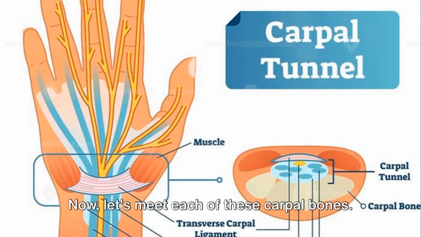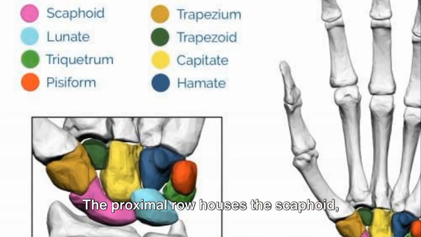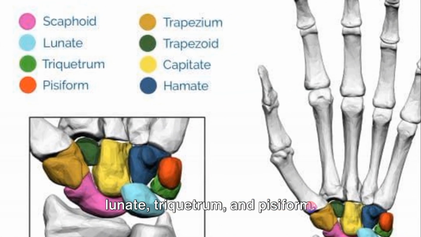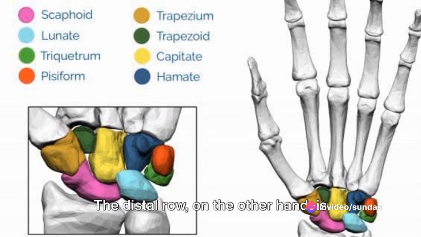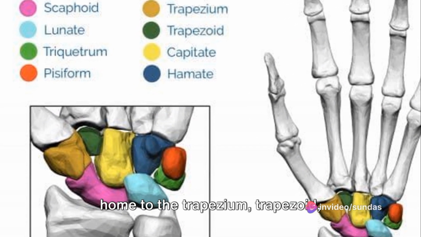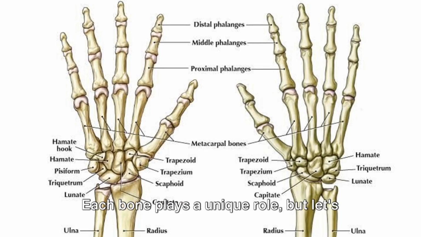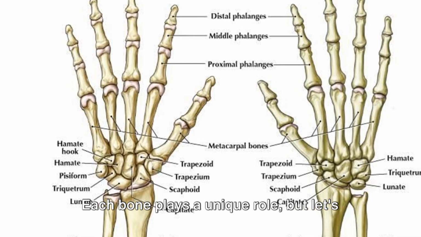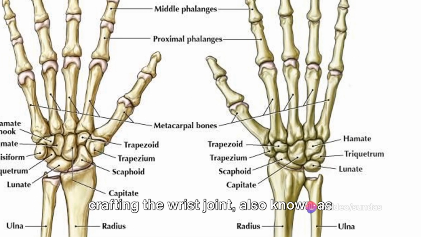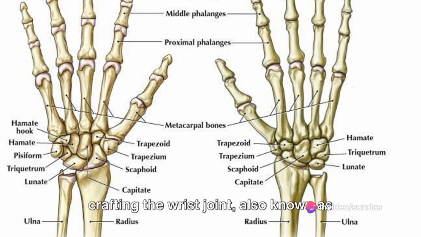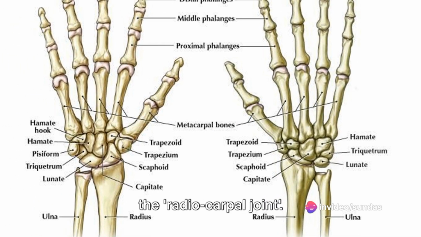Now, let's meet each of these carpal bones. The proximal row houses the scaphoid, lunate, triquetrum and pisiform. The distal row, on the other hand, is home to the trapezium, trapezoid, capitate and hamate. Each bone plays a unique role, but let's highlight the scaphoid and lunate. These two articulate with the radius, crafting the wrist joint, also known as the radiocarpal joint.